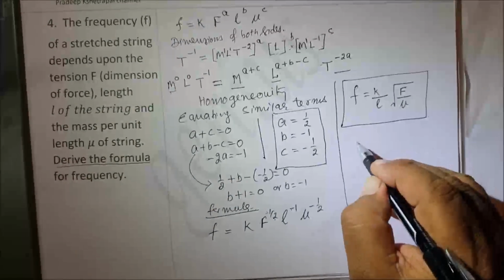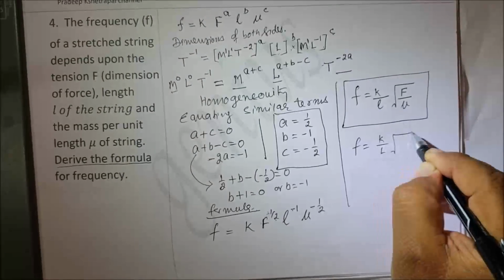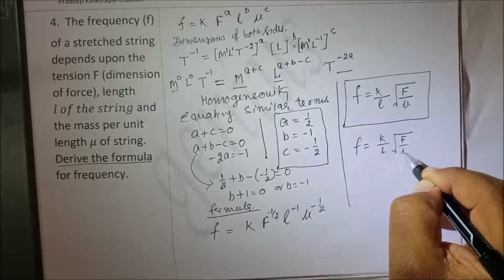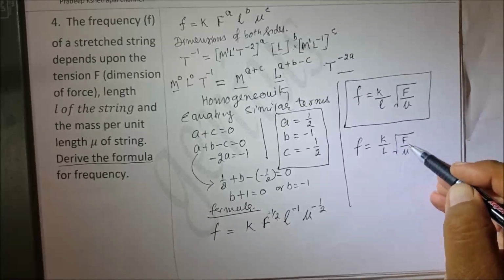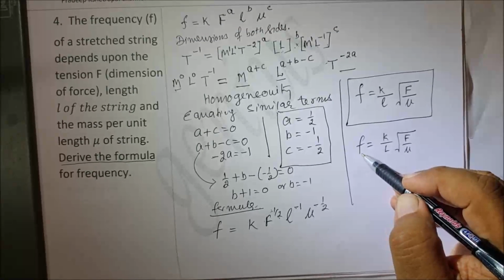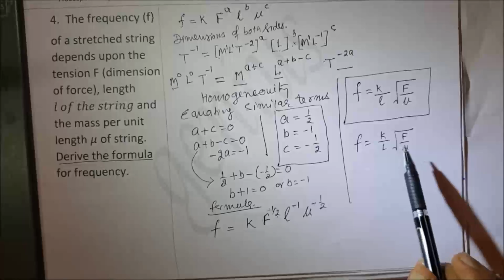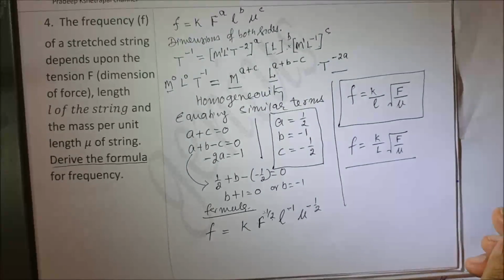So again I will write it. Frequency is equal to K upon L root F upon mu. We remember it by so many different notations. T upon small m, somewhere it is written as mu, anything may be like that. Okay, so this is how we solve it, and now we go to the next question.